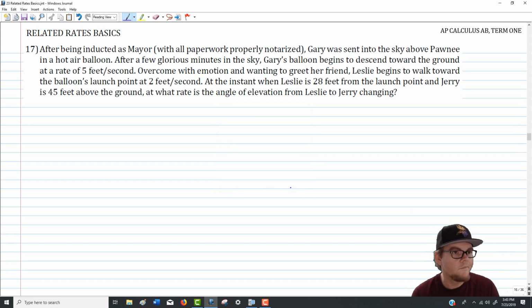So in 17, it says, after being inducted as mayor, Gary was sent into the sky above Pawnee in a hot air balloon. After a few glorious minutes in the sky, Gary's balloon begins to descend towards the ground at a rate of 5 feet per second. Wanting to greet her friend, Leslie begins to walk toward the balloon's launch point at 2 feet per second. At the instant when Leslie is 28 feet from the launching point and Jerry is 45 feet from the ground, at what rate is the angle of elevation from Leslie to Jerry changing?